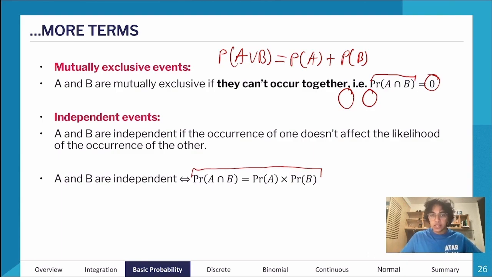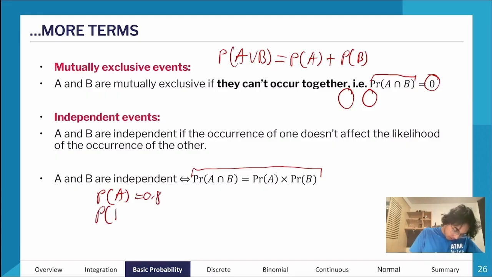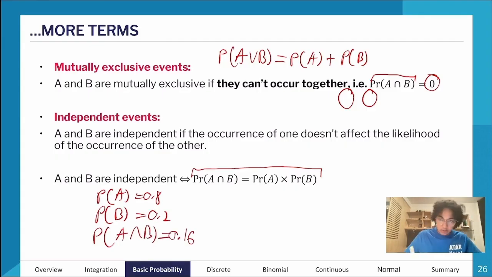And maybe they'll also tell you the probability of an intersection. So for example, the probability of A is 0.8, the probability of B is 0.2, and their intersection, A intersection B, is equal to 0.16. The way you'd prove that these two are independent events is you'd throw it into this equation, and then you'd have to show that A intersection B is equal to these two multiplied. A intersection B is equal to 0.8 times 0.2, which it is. So in this case, A and B are independent.